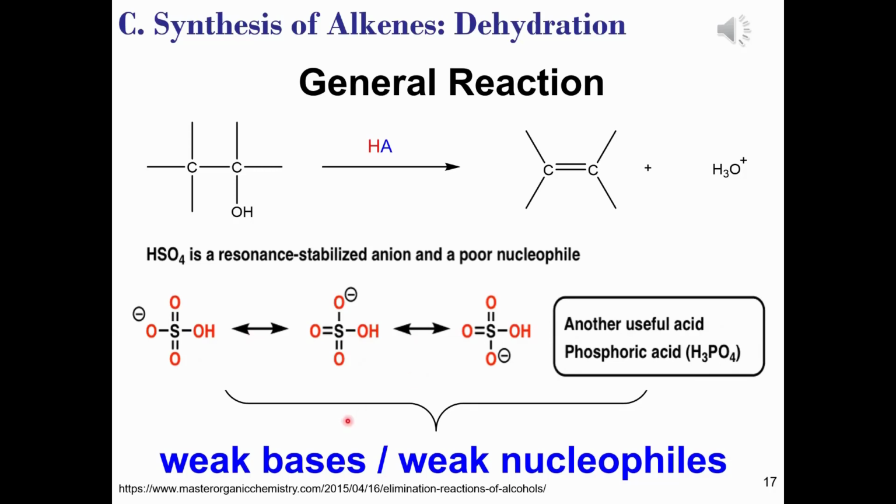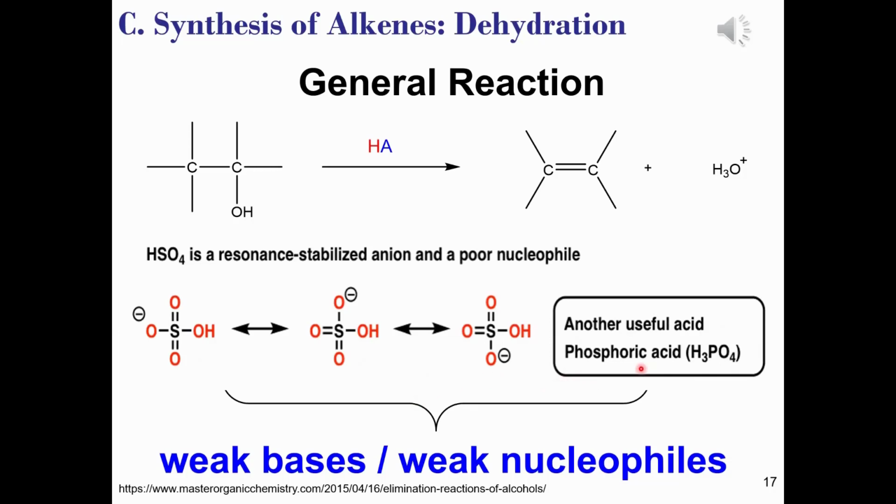The negative hydrogen sulfate anion is readily resonance stabilized. This means that it's not very nucleophilic, and so will favour the elimination mechanism over the substitution mechanism, and the same is true for phosphoric acid.